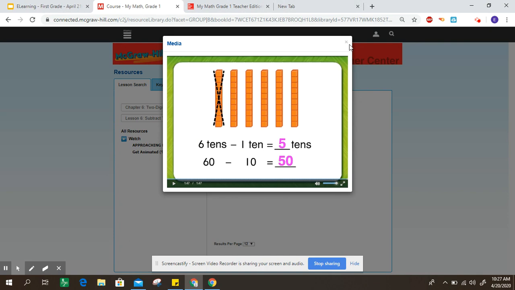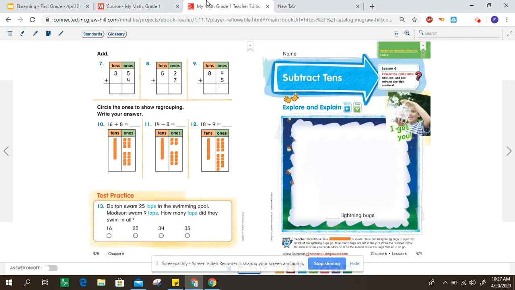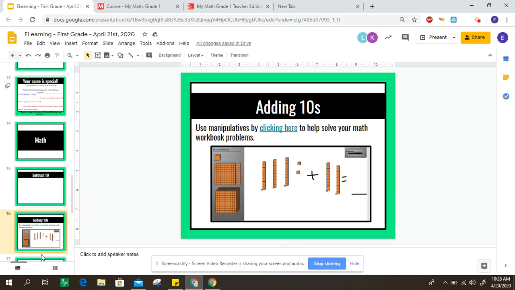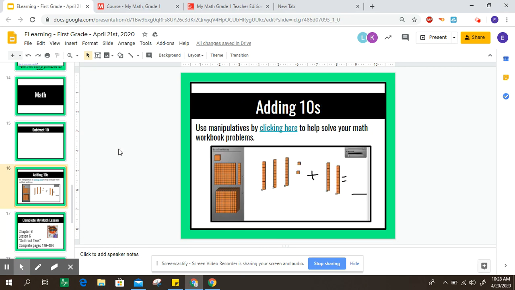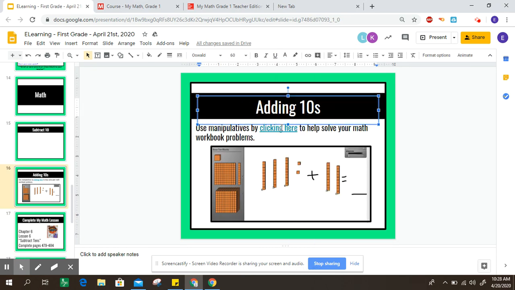Awesome. So that was a great video to get your minds thinking through this. Now, we have a workbook page here that we are going to be doing. It is called Subtract Tens. You are going to be working on this Subtract Tens work page in your workbook. But we also have linked the manipulatives that you maybe remember using before break.